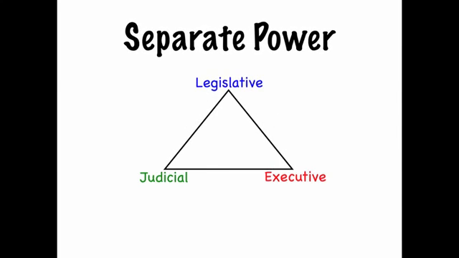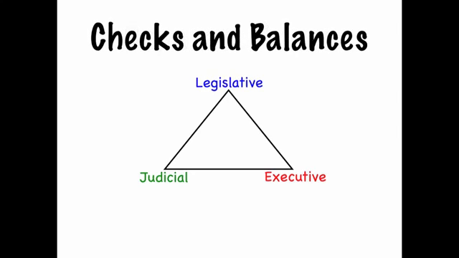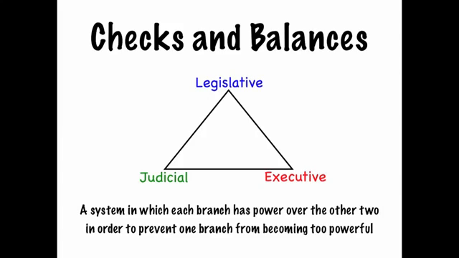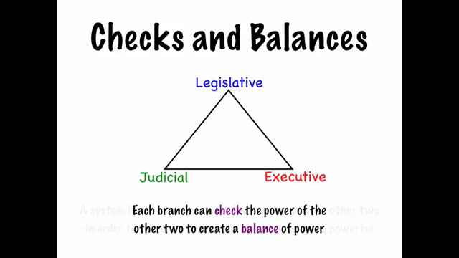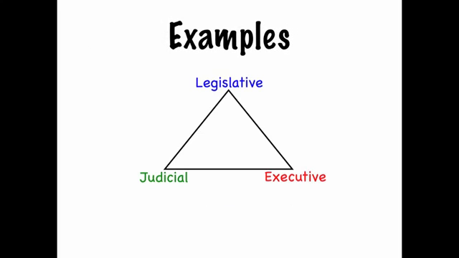They also created a system known as checks and balances. Checks and balances refers to a system in which each branch has power over the other two in order to prevent one branch from becoming too powerful. In other words, each branch can check the power of the other two to create a balance of power. Let's look at a few examples of how this works.